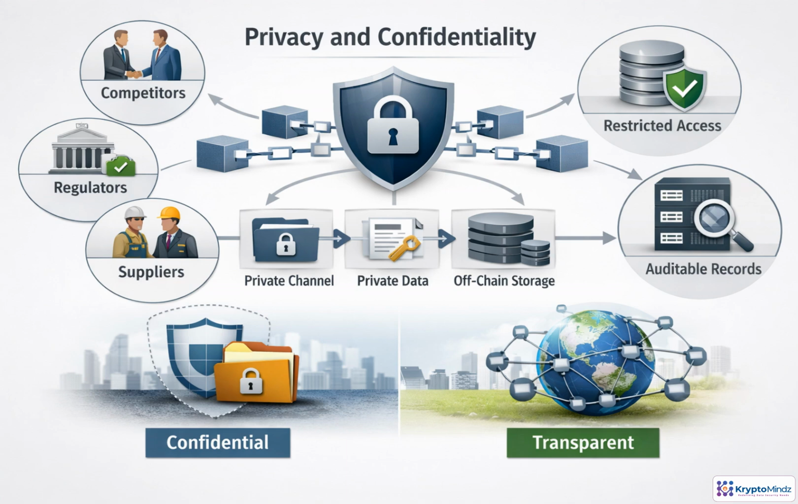Enterprise blockchain does not mean publishing every detail to everyone. In real business networks, competitors, suppliers, customers, and regulators often need different views of the same activity. The design question is: what must be shared, what must be restricted, and what must remain auditable? In Fabric, that choice influences channels, private data, off-chain storage, and audit records. Do not put sensitive data on-chain by default. Balance confidentiality with the transparency the network and regulators require.